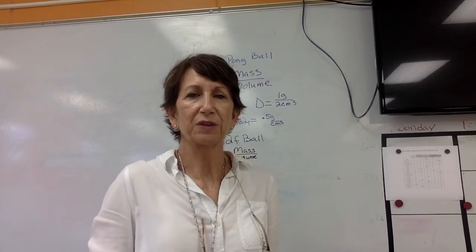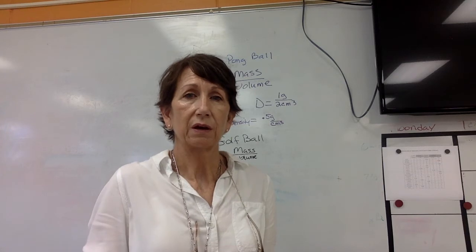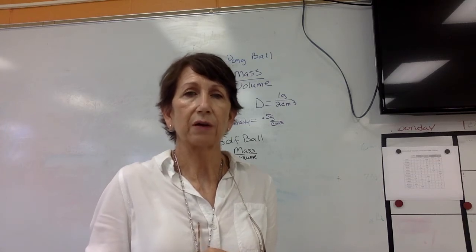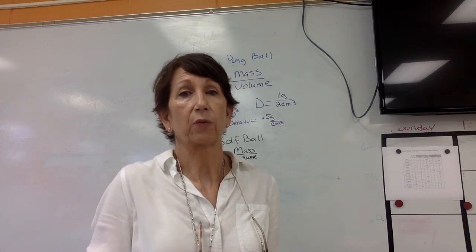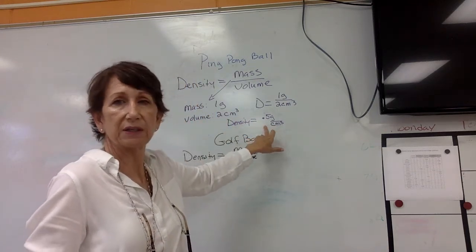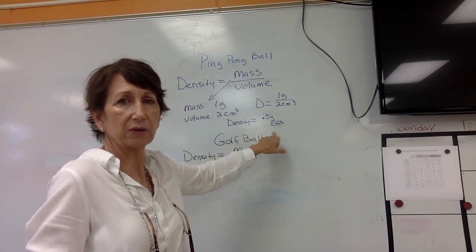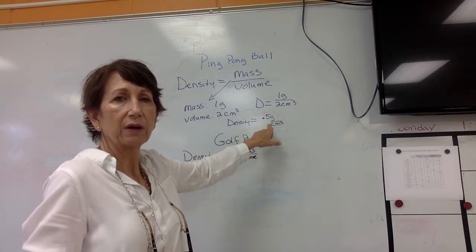Okay, hi. So this is the third video. We're going to talk about the golf ball. So after we determined the density of the ping pong ball, we were going to compare that with a golf ball. So up here from last time, we determined that the density of the ping pong ball was 0.5 grams per cubic centimeter. So those are your units for density.